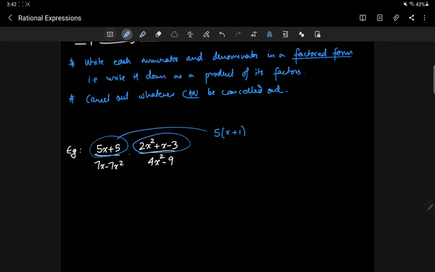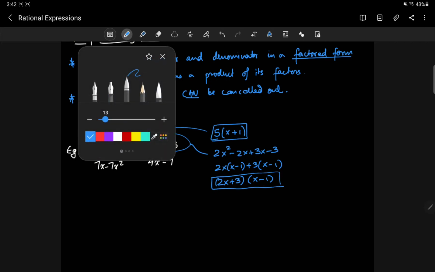The second numerator requires us to do a little bit of work, but we can still use our trinomial factoring to say this is going to be 2x² + 3x - 2x - 3, or 2x(x - 1)... which becomes (2x + 3)(x - 1). So, well, that's my first numerator, that's my second numerator.